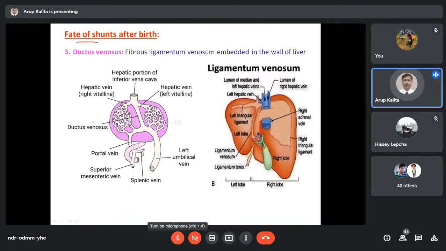Now third is the ductus venosus. The ductus venosus will be replaced as the fibrous ligamentum venosum in the wall of the liver. Here, this one, this structure is the fibrous ligament. This one is the ligamentum teres, and this one is the fibrous ligamentum venosum.